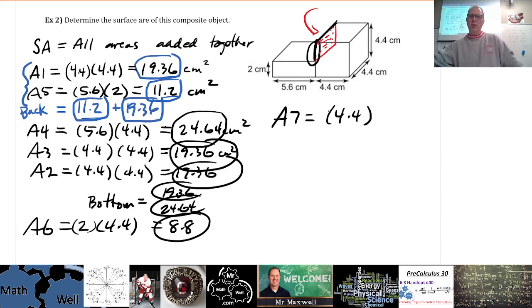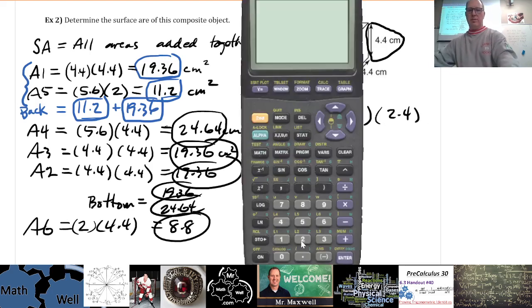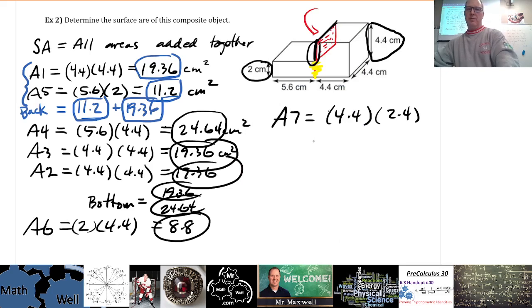Okay, I heard somebody say 2.4. How'd you get 2.4? I took the overall height. Overall height here, yep. And then I subtracted the other height. Subtracted this height. Yeah. Excellent. So we've got the overall height minus this height here is what's left over. So 4.4 minus 2 is 2.4. Very good. Okay, so 2.4 times 4.4 is 10.56.